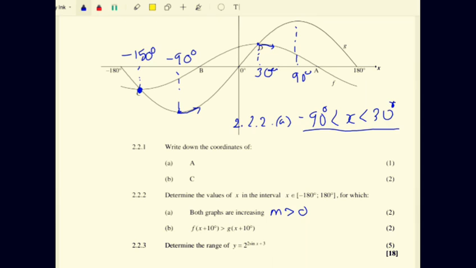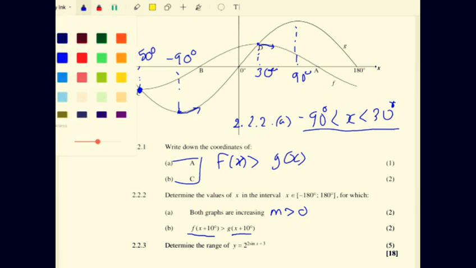B says f of x plus 10 is greater than g of x plus 10 degrees. Now, both graphs, f of x plus 10 and g of x plus 10, have been shifted along the horizontal axis in the same manner. You remember that a shift of positive 10 degrees actually means the graph goes backwards. So both graphs go backwards. What if we first found out where f of x is greater than g of x without the shift? Can we figure that out?